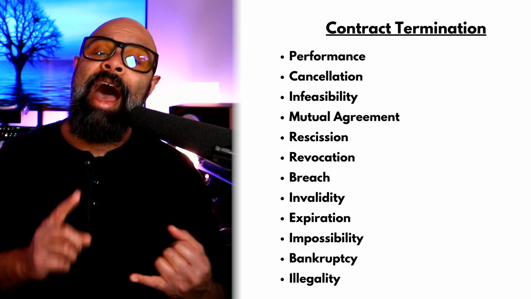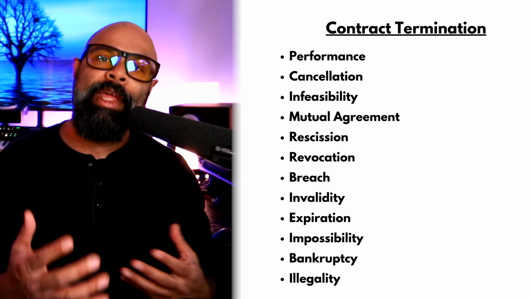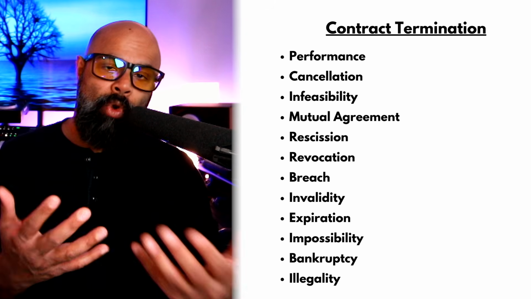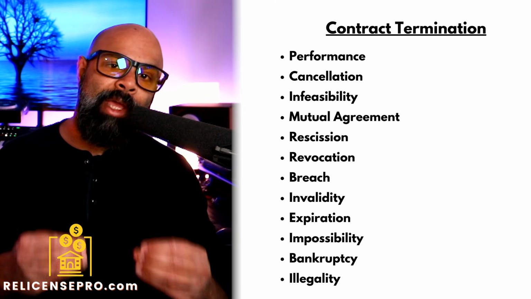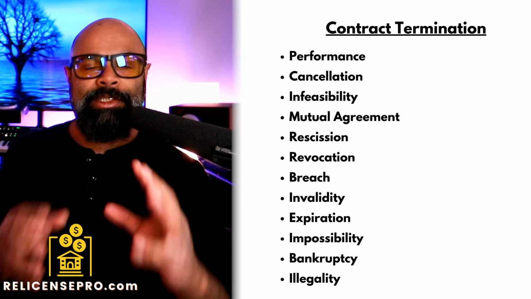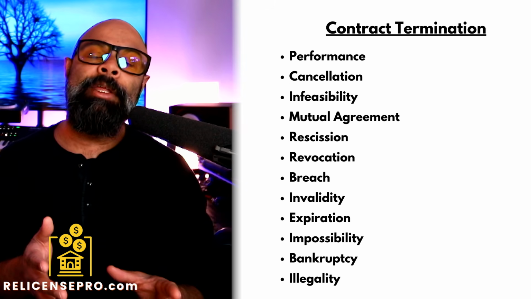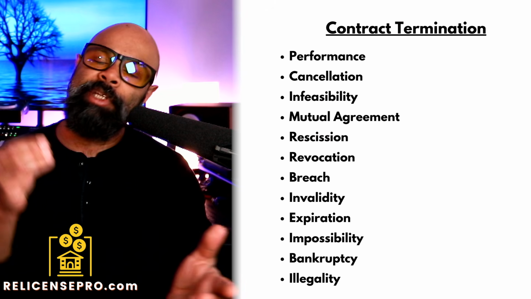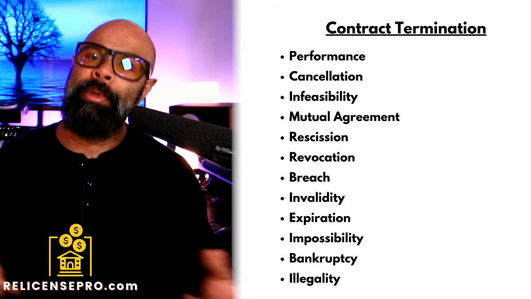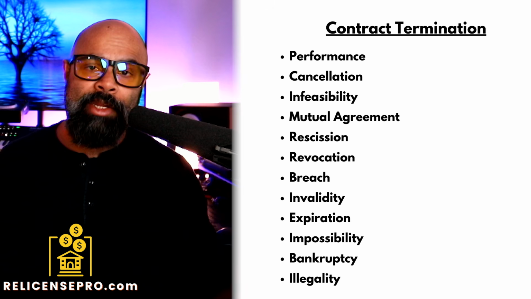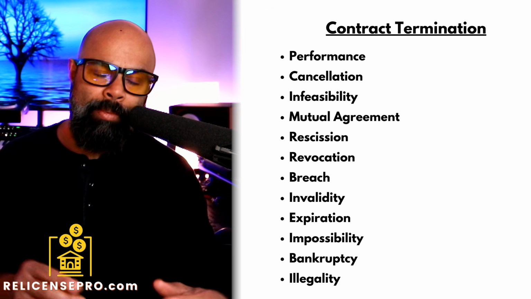So first off, how do we terminate a contract? Well, the first one, the best way to do it, is full performance. We fully perform our obligations on the contract. In a buy and sell of real estate, the buyer and the seller all do what they're supposed to do. They've completed everything, and now we're at closing, and that's a terminated contract. The contract is now terminated because all parties have performed.